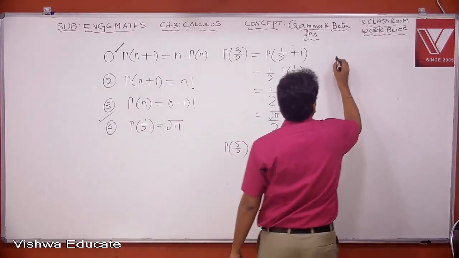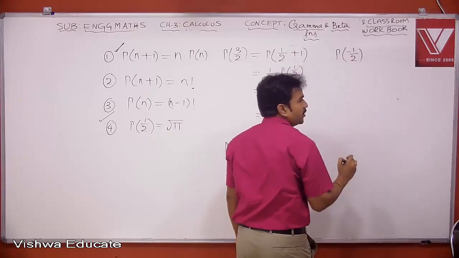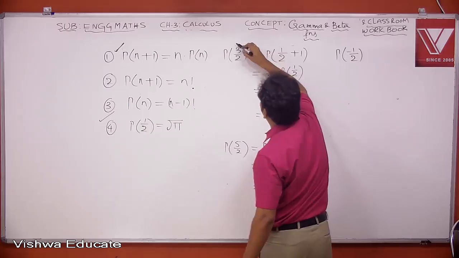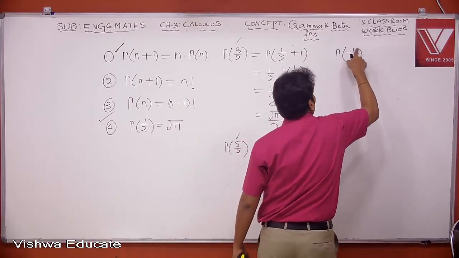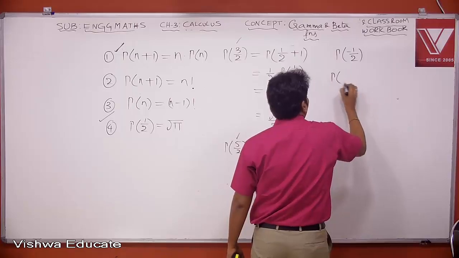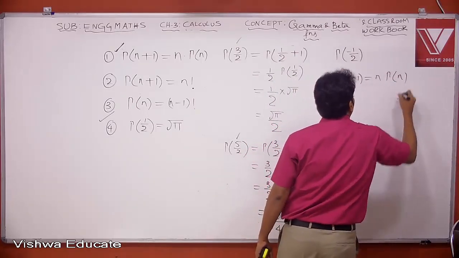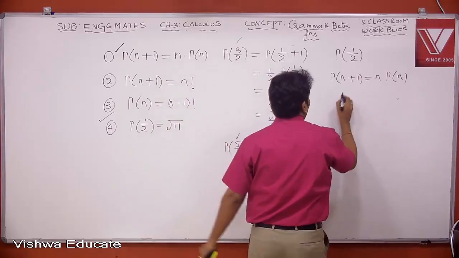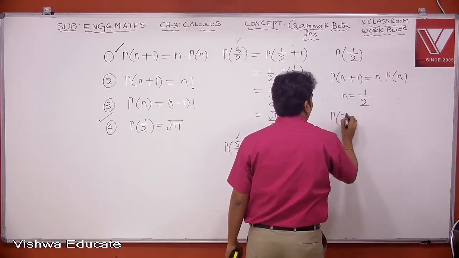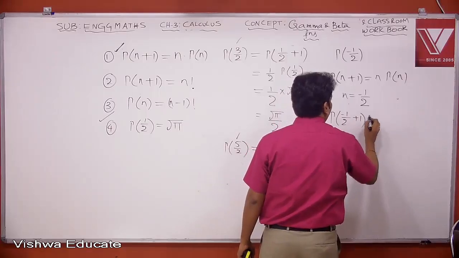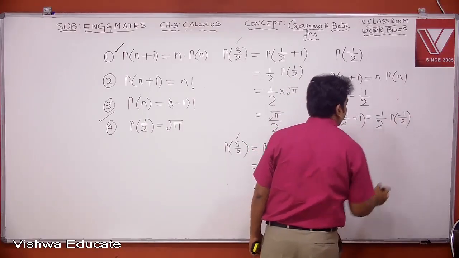Now similar to this, we can easily find the value of gamma of minus 1 by 2. So these are positive values 3 by 2 and 5 by 2. Let us handle negative fractions, gamma of minus 1 by 2. We have a result gamma of n plus 1 equal to n times gamma of n. Formula number 1. Now take n value minus 1 by 2. So therefore this becomes gamma of minus 1 by 2 plus 1 equal to minus 1 by 2 times gamma of minus 1 by 2.